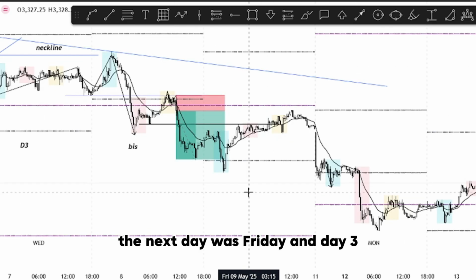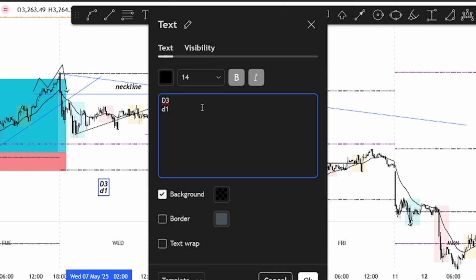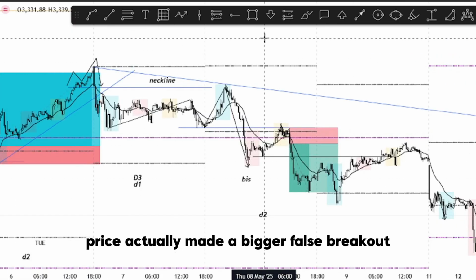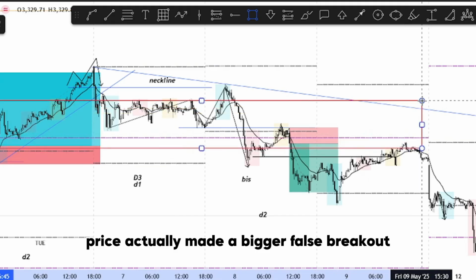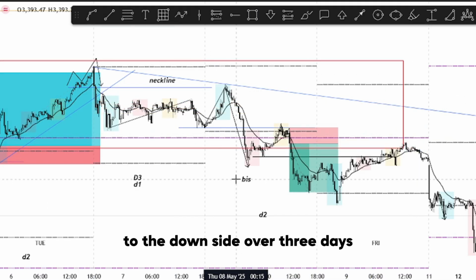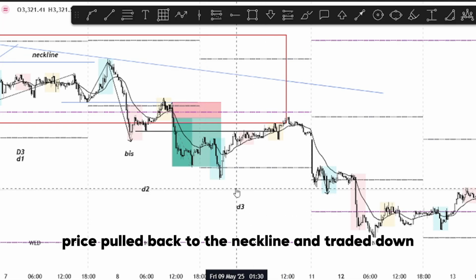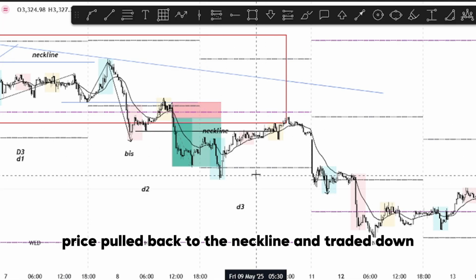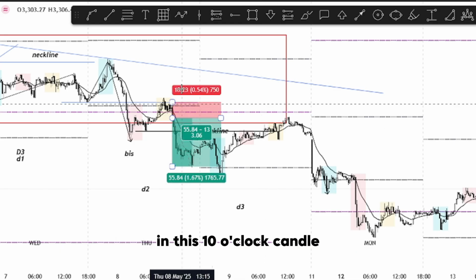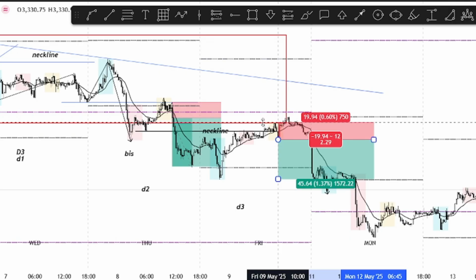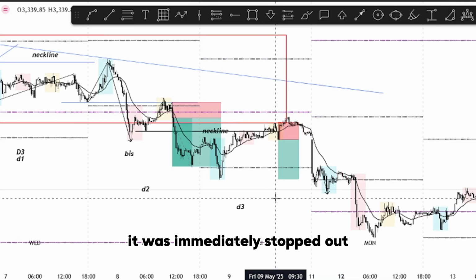The next day was Friday, and day 3 became day 1. And Thursday was day 2. If you look back, price actually made a bigger false breakout to the downside over 3 days. Friday was day 3 for the sell. In the New York session, price pulled back to the neckline and traded down. In this 10 o'clock candle, we got a sell signal because price broke the M structure to the downside. It was immediately stopped out.